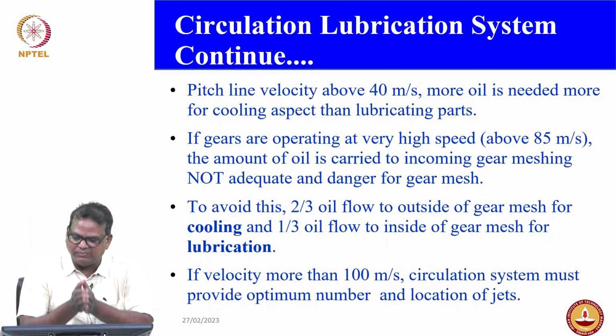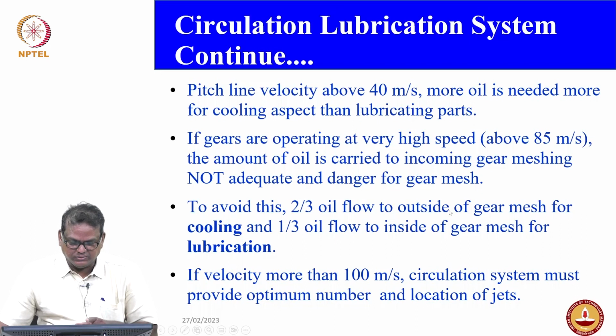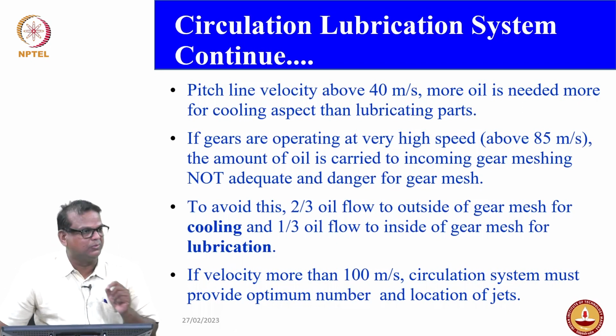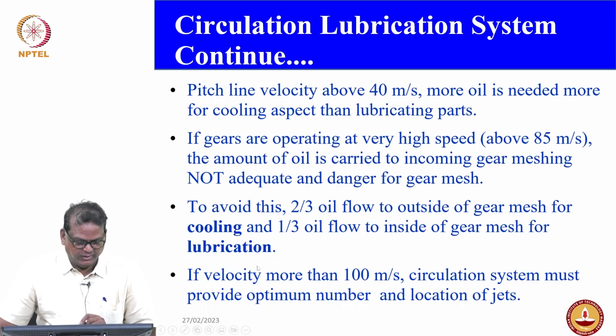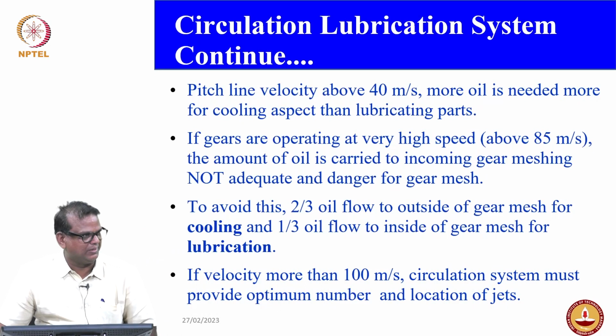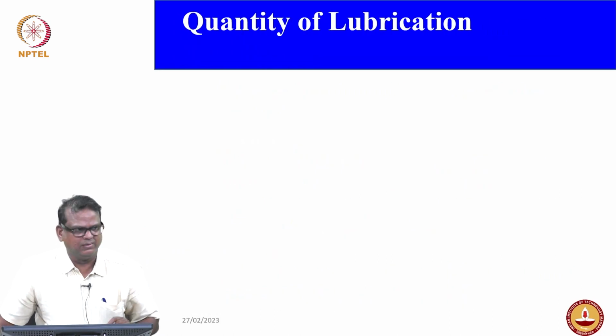So at a higher velocity, 2/3 of the oil flows outside the gear mesh for cooling, and 1/3 of the oil flows inside the gear mesh for lubrication. If velocity is more than 100 meters per second, circulation must be provided with an optimum number and location of jets, as that is where the jet will precisely flow the lubricant. Okay. Quantity of lubrication is also very critical.